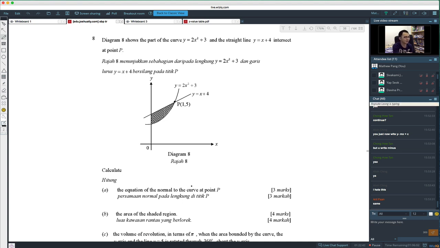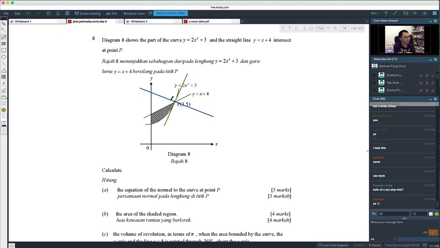Tangent means you have one line which touches the curve at one point. So this line we call the tangent. Normal means it must be 90 degrees to the tangent. So I have a line which is 90 degrees to the tangent. The green one will be my tangent, and the blue one will be my normal. So I will need to find this equation.